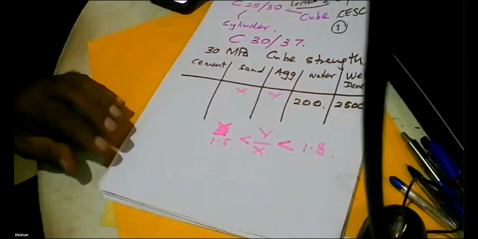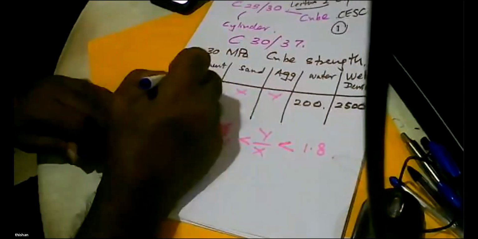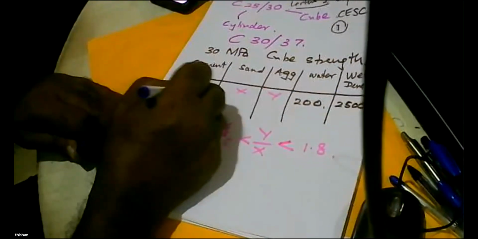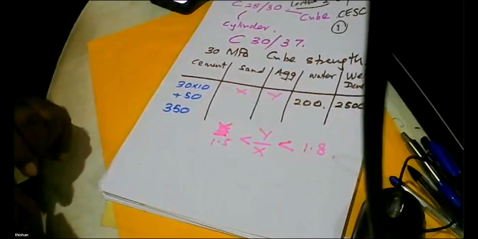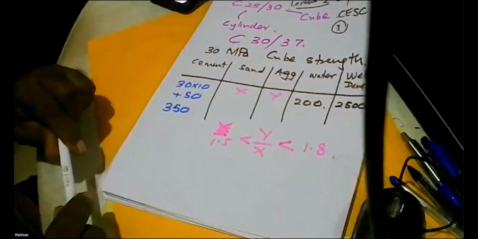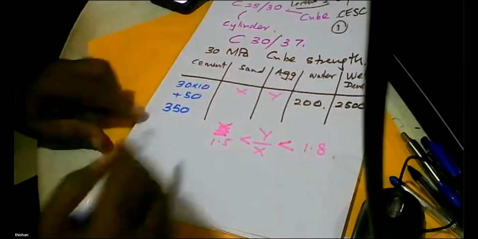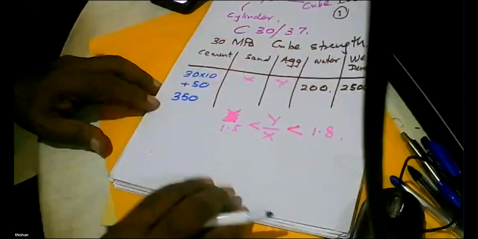So what I didn't know was cement, and when I was doing designs, I found that cement content is 30 multiplied by 10 plus 50 works. So cement content of about 350 can easily give 30 megapascal concrete. So that's something I found. Then when I looked at all these numbers, I thought, okay, now this has something special.